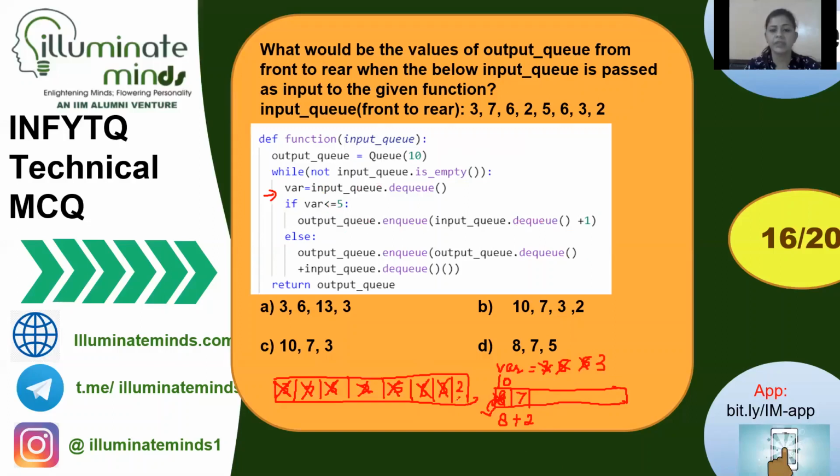DQing means taking 2 plus 1. This is 3. Now my input Q becomes empty. So we'll come out of the while loop and it is returning output Q, which has 3 values, 10, 7 and 3. Hence C is the right option.